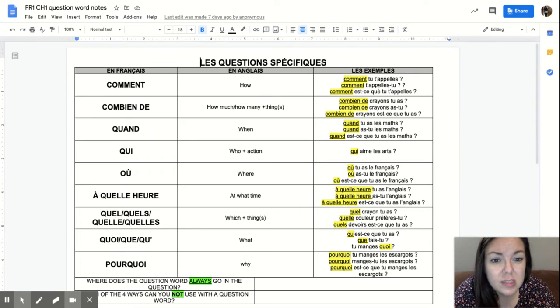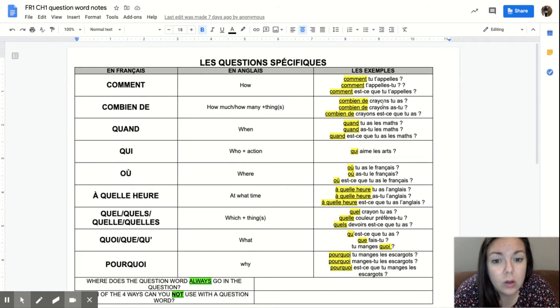So notice, normally in our yes or no questions, est-ce que would be the first thing that we would put in our question. But if you are using a question word, that question word is going to go before the est-ce que. Combien de? Combien by itself is how much. Combien de is how many of the things. So for when we're talking about how many items or how many classes, how many school supplies, we're always going to use combien de.